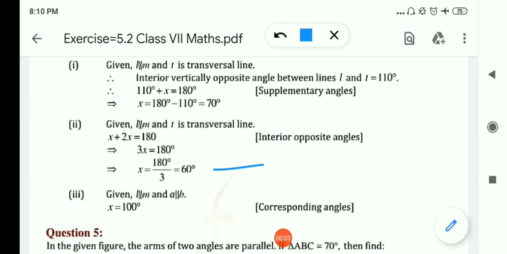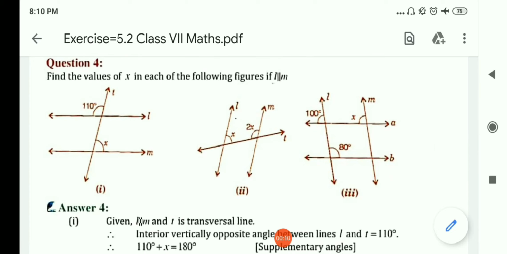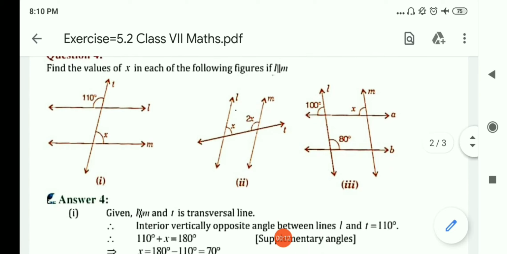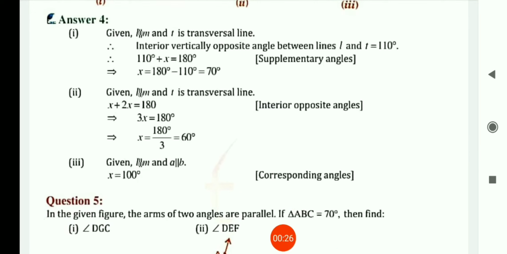Okay. Now the third one. L is parallel to M and AB is also a parallel line. So what is the value of x? See, the angle between the same parallel lines is 100, so this is also 100. So the answer is x equals 100, by the definition of corresponding angles.